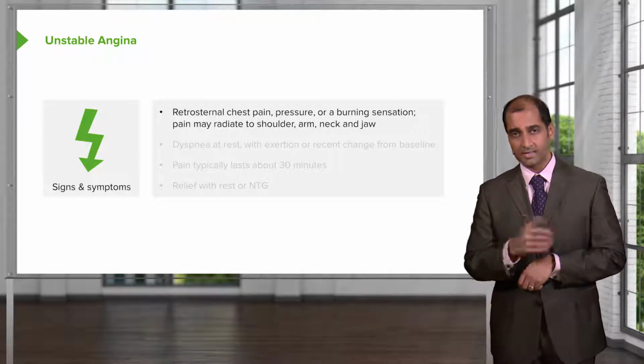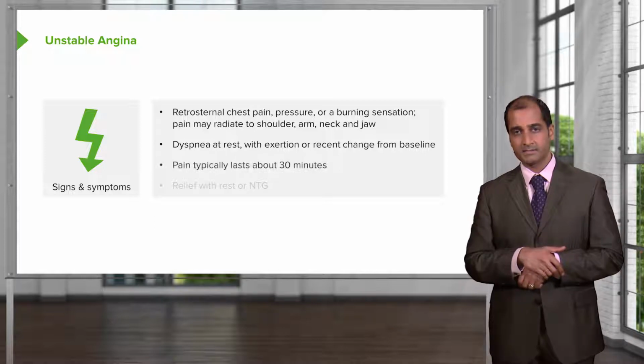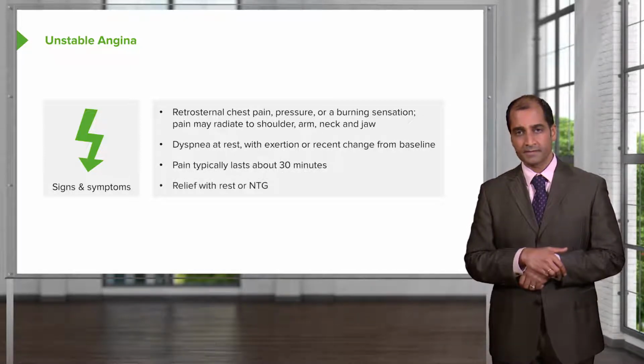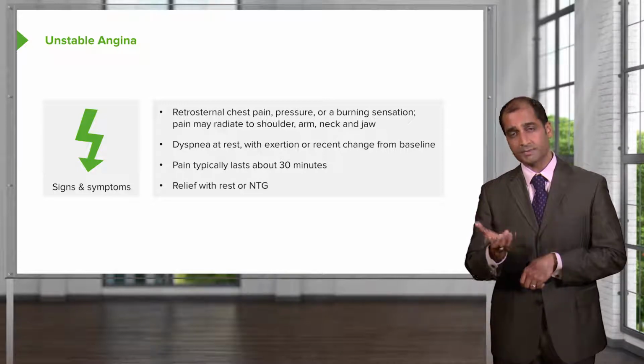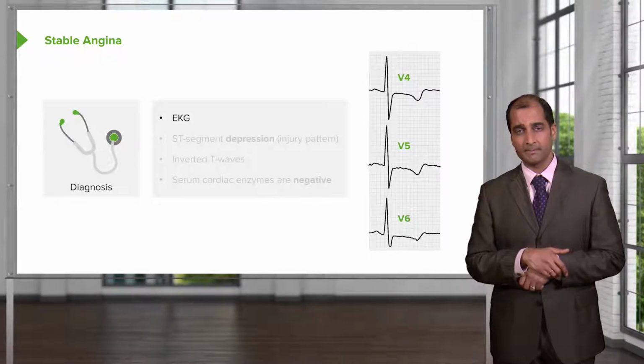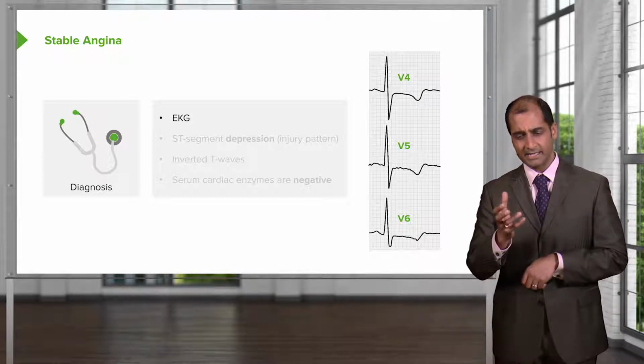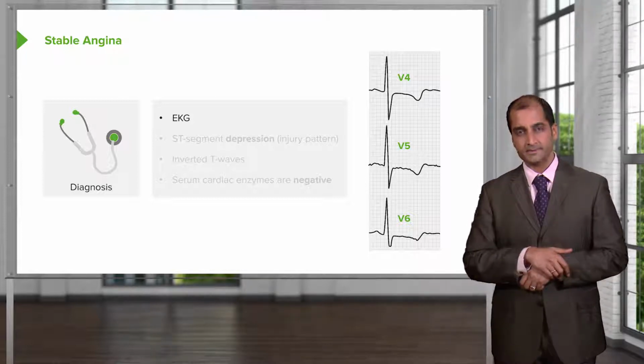Unstable angina. Once again, the pain, exactly as to what you expect. Dyspnea at rest. Pain, usually, pay attention, lasts about 30 minutes. Relief with rest or nitroglycerin, well, it depends on the occlusion. Hopefully that'll take care of it. But remember, you want to become more and more aggressive, especially as you get into unstable angina. You start thinking about, well, what do I need to do to bust that clot, right?